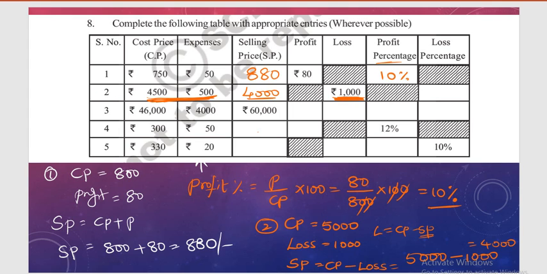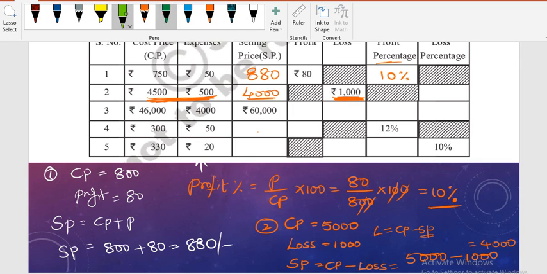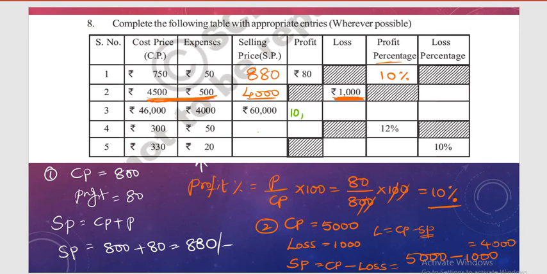Next, moving on to question number 3. So 46,000 and 4,000 gives me 50,000. So he has bought it for 50,000 and he sold it for 60,000. That means he has got a profit, right? So how much profit?